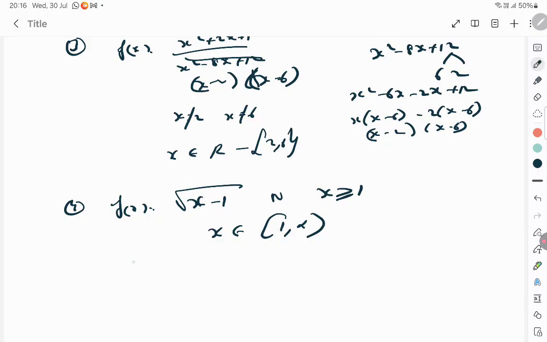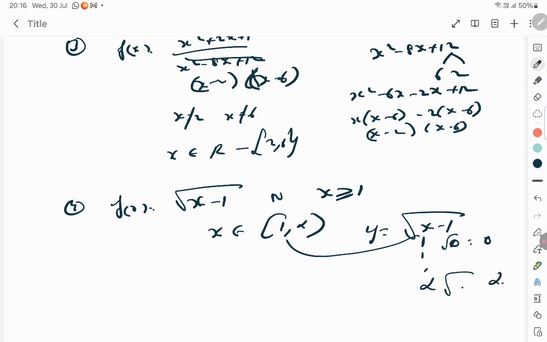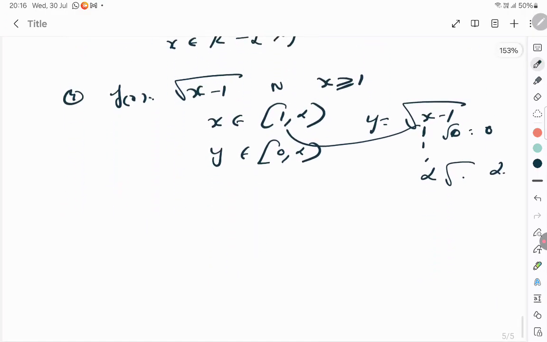What about range? If they ask you y is equal to root of x minus 1, you know it can get the value from 0 till about infinity. Square root of 0 will be 0 and square root of a larger number will be infinity. So the y will also be from 0 to infinity. I can't include negative numbers. Square root functions have to be always positive for the range.